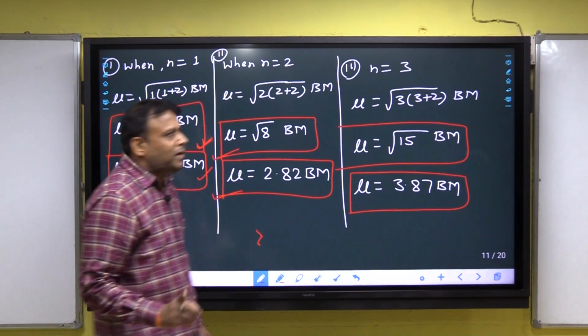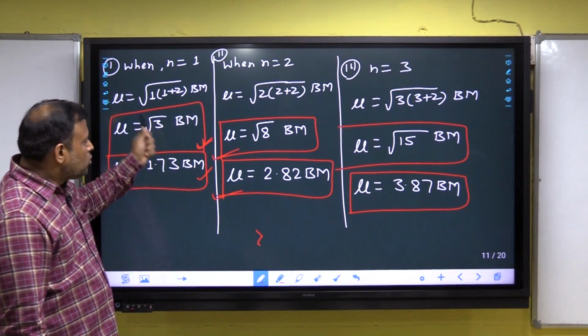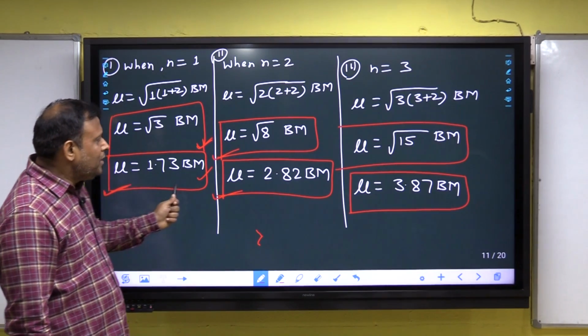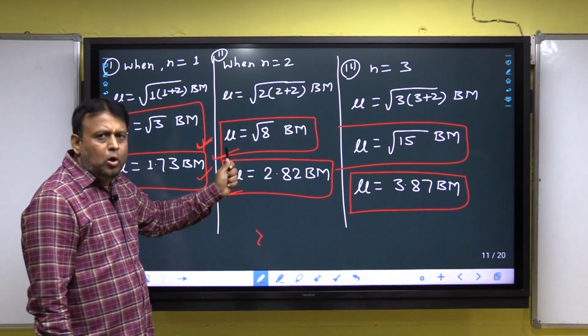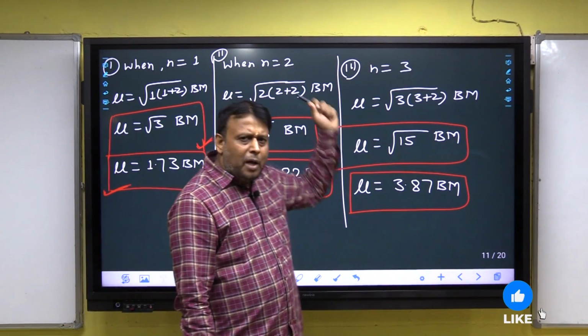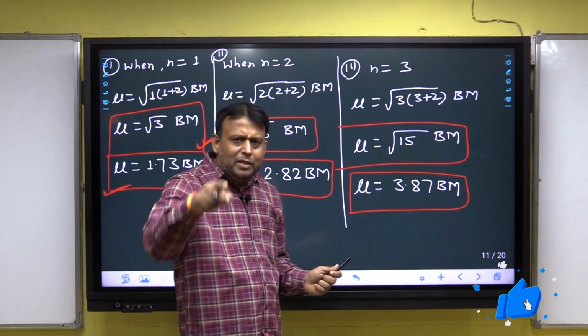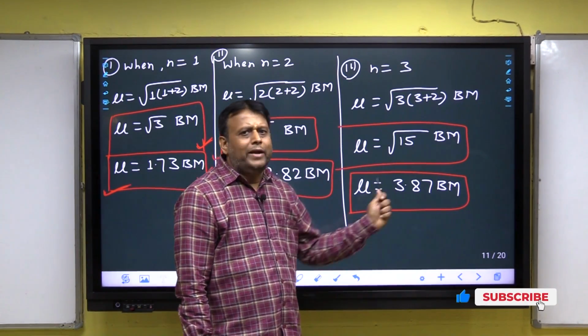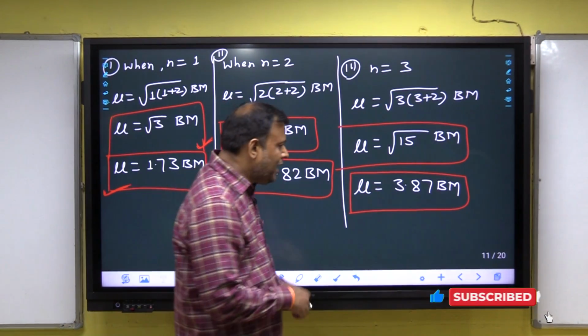Clear? I am repeating: when unpaired electrons are 1, root 3 BM, 1.73 BM; when unpaired electrons are 2, root under 8 BM, 2.82 BM; and when unpaired electrons are 3, root under 15 BM and 3.87 BM. Clear? Next.